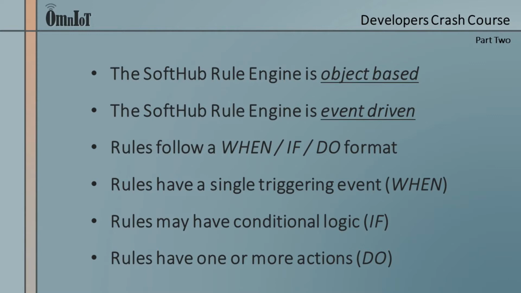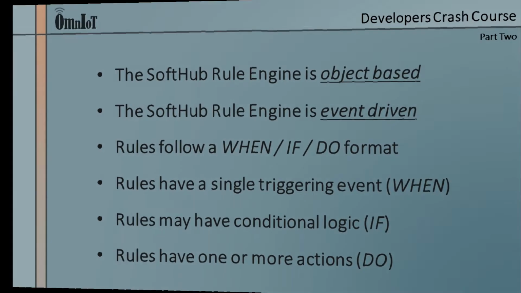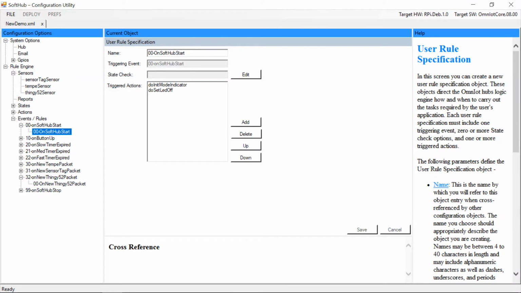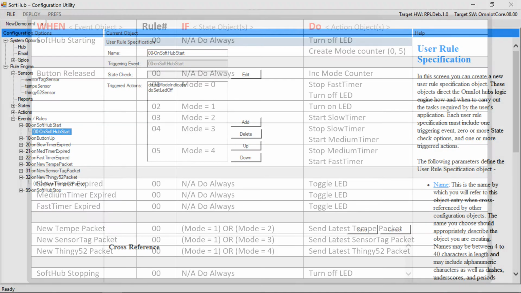And lastly, the rule objects themselves, which as you will see are actually structured references to a set of event, state, and action objects. The structure of a rule object can be thought of as a when, if, do statement. When the rule's triggering event occurs, if any optional state logic is satisfied, we do a list of actions. Now we'll look at the pseudocode for the rules used in the demonstration example, and then afterwards we'll return to the configuration utility to review some representative rule and object definitions from the original configuration file.